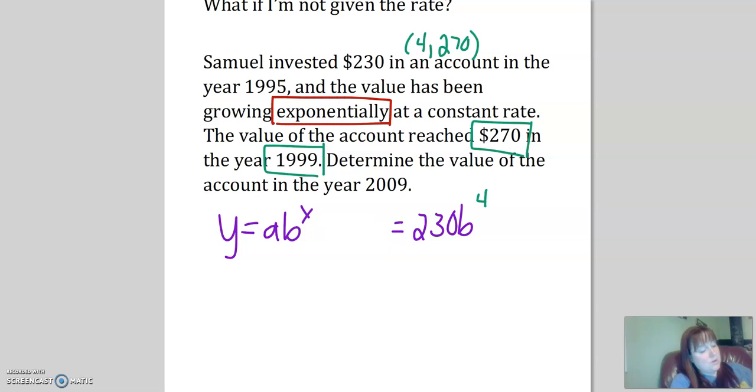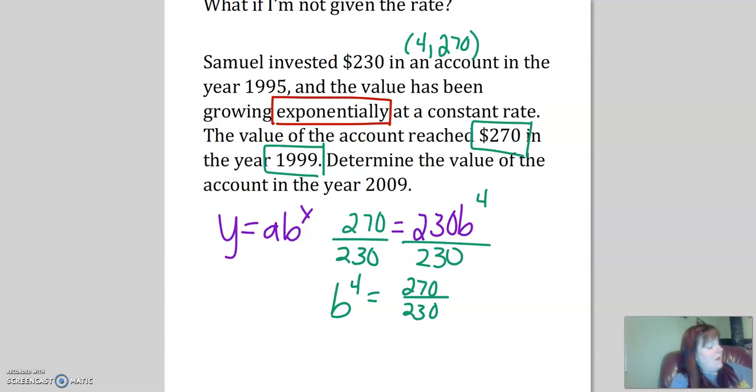At time equals 4 years, we had $270. Okay, so what we do is we divide both sides by 230. Whoopsie, there it is. I told you, my tired brain is getting the best of me. All right, 230. So we have b to the 4th equals 270 divided by 230. And I really got to make my calculator stop timing out. Okay, so it's 1.173913. What I would do is just leave this in the calculator, okay?